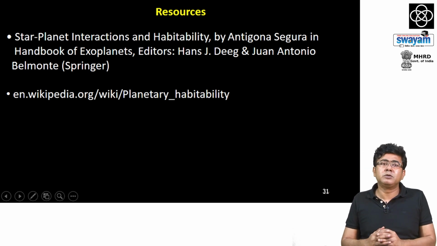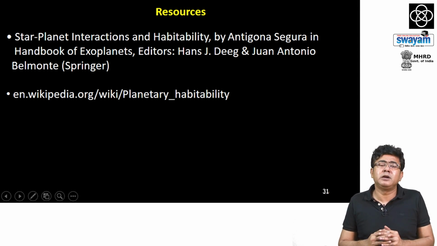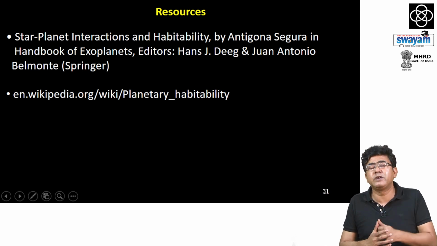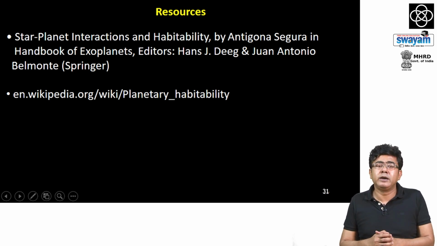And to learn more about this, you can read this handbook on exoplanets, which has multiple different chapters on habitability and about the atmospheres of exoplanets. And in particular, what is highlighted here is this chapter on star planet interactions and what it implies for habitability in different exoplanetary systems. You can also read more about planetary habitability online, and you have a site which has been referenced here.